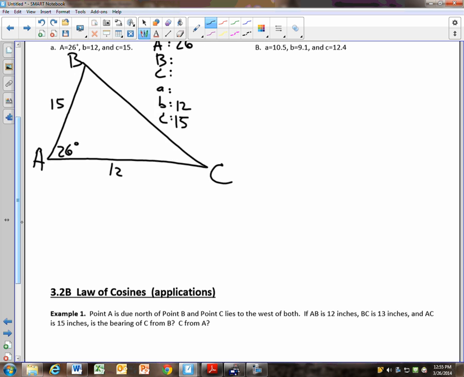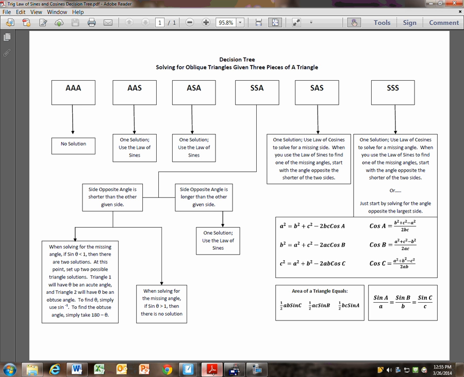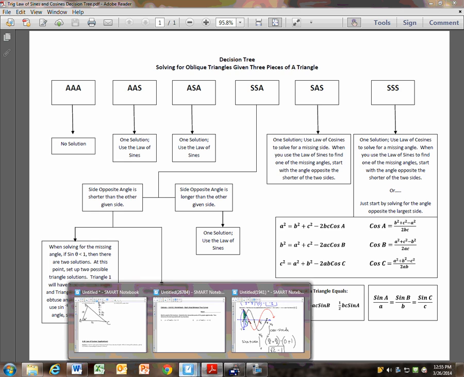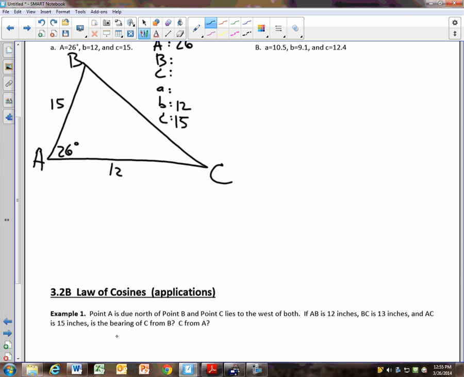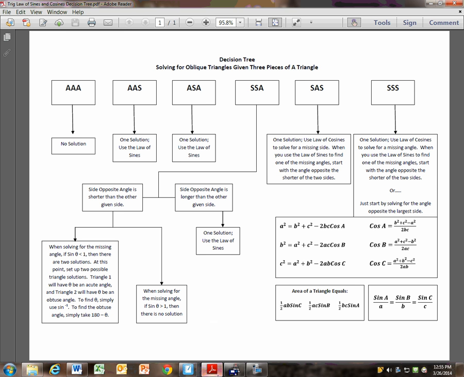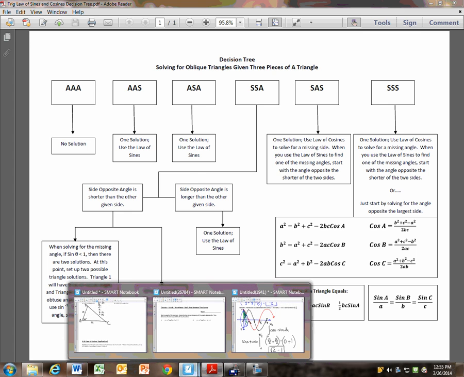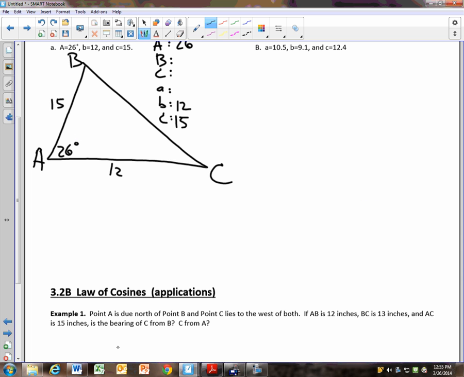So we use the law of cosines. You can see your decision tree says if you're given side, angle, side, which this is, you're given a side, and the angle included between it, which is why you have your side, angle, side. It says there's one solution. Use the law of cosines. So that's what we're going to set up. And it's really no big deal. It looks bad, but it's really not.